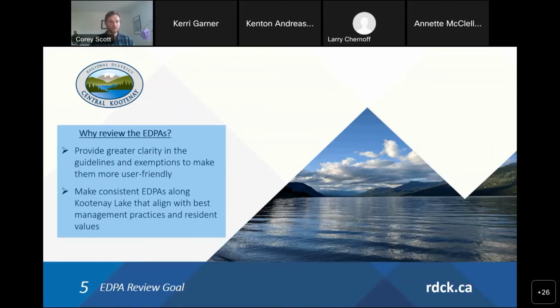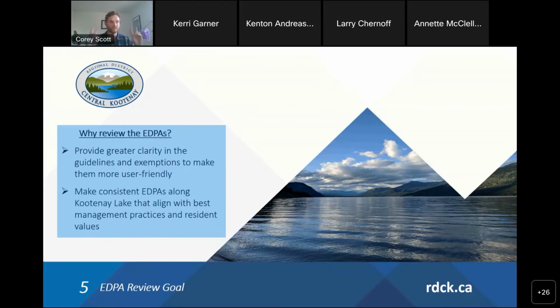So our goal with this review of the Kootenay Lake EDPAs is twofold. First, to provide greater clarity in the guidelines themselves and the exemptions to make them more user-friendly. And next, to make the EDPAs along Kootenay Lake more consistent and align them with best management practices and resident values. So we're better preserving that important riparian habitat as well as those important Ktunaxa cultural values along Kootenay Lake.